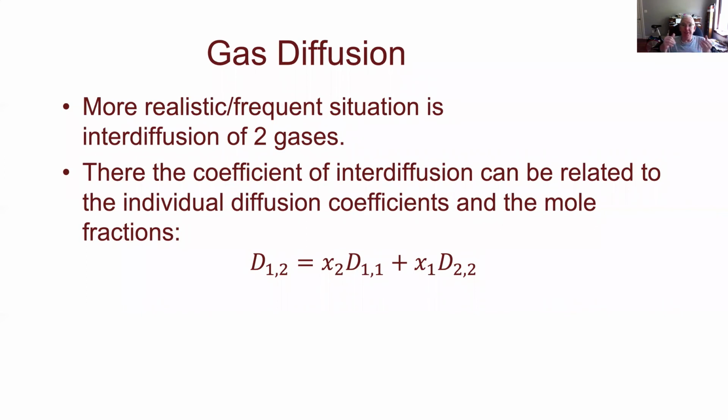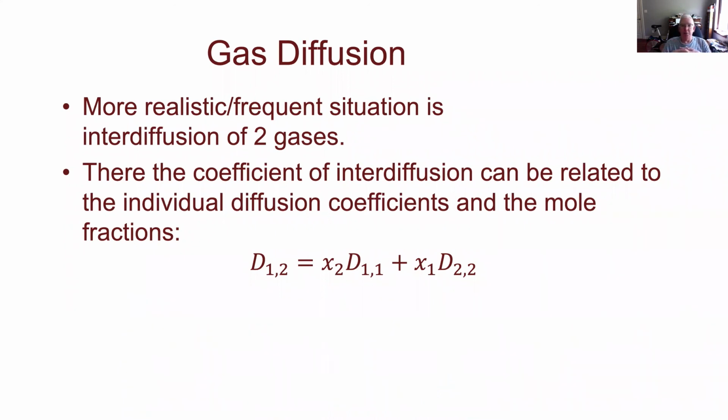The more complicated situation is the diffusion of two different gases, where I start with one gas on one end of a container, another different gas on the other end of the container. And again, we know they're going to mix, right? It's going to take some time, but the gases are going to get themselves diffused together. And so the ones and twos here represent, say, the two different gases, right? So the D12, that would be the so-called inter-diffusion coefficient for the two gases mixing with one another, all right?